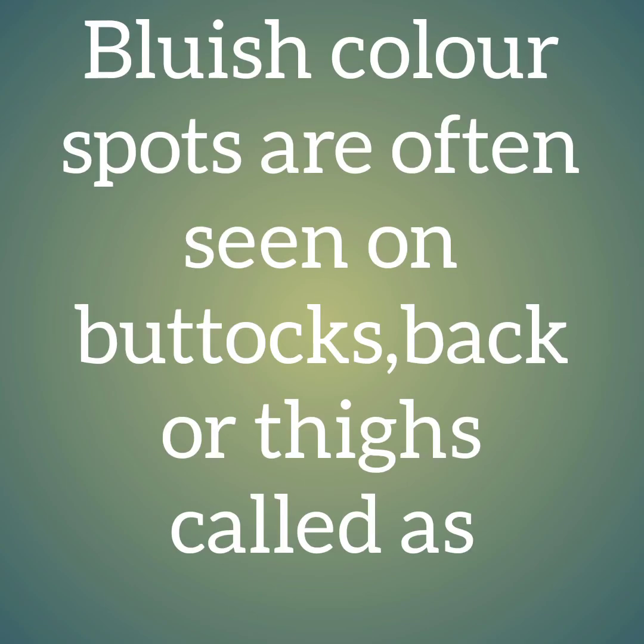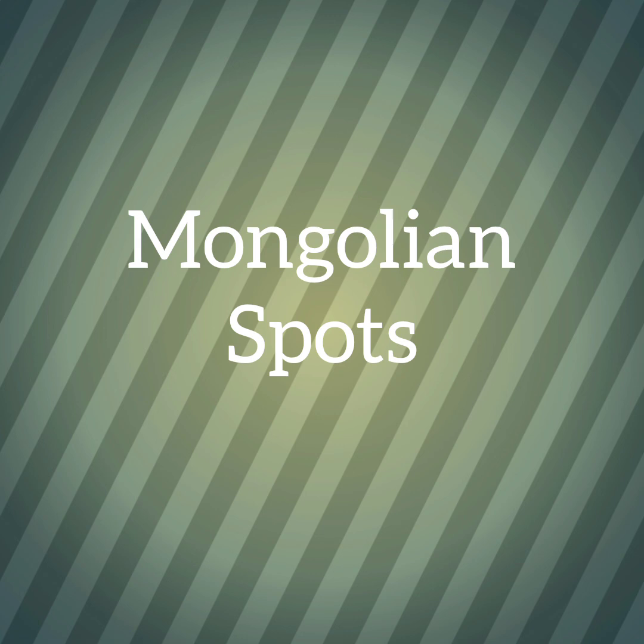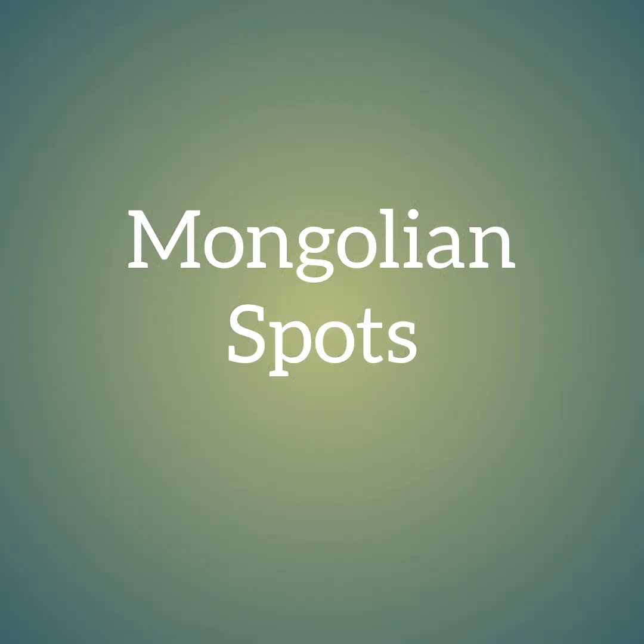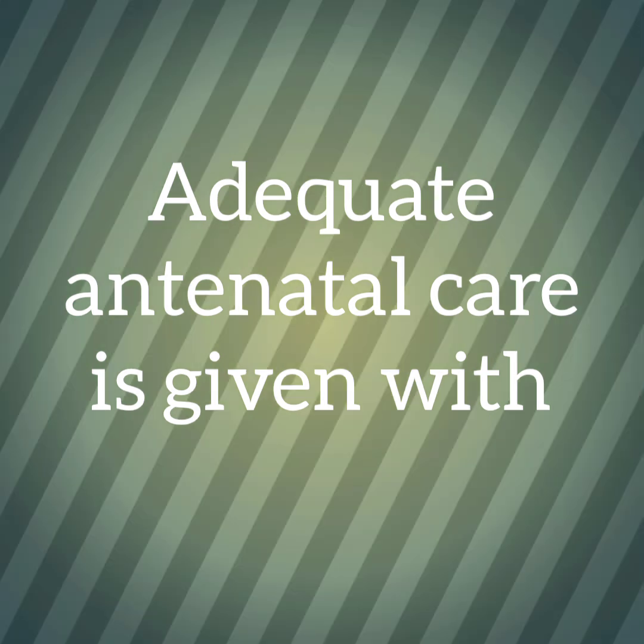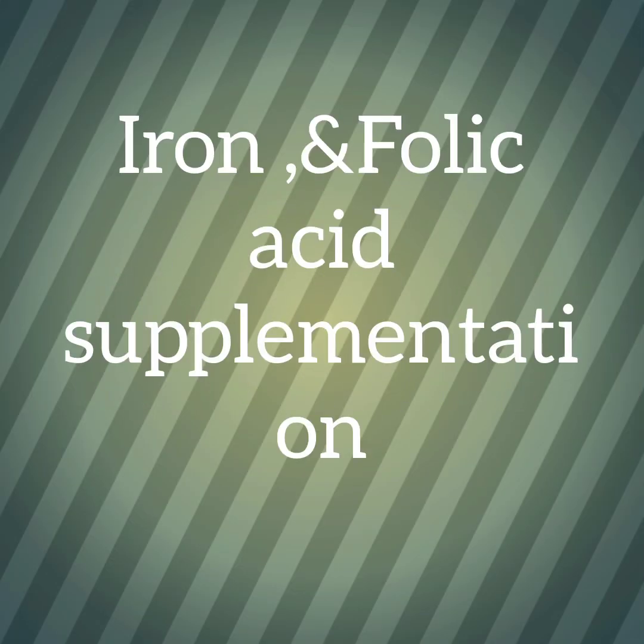Next question is, bluish color spots are often seen on buttocks, back or thighs called as dash. Answer is Mongolian spots. Next, adequate antenatal care is given with dash. Answer is iron and folic acid supplementation.